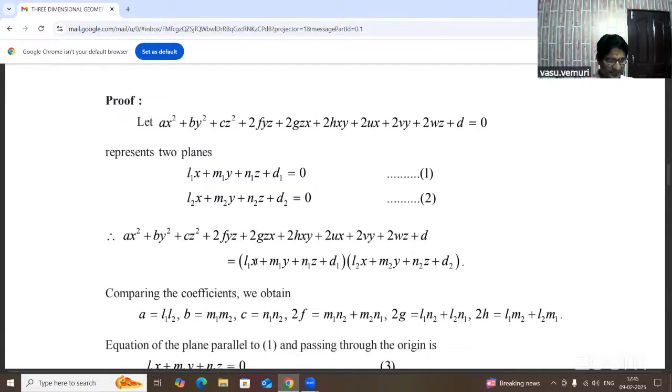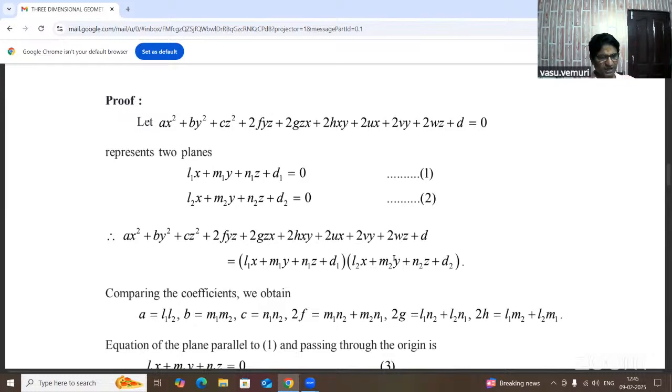What is that? Here the coefficient of x² is l1 l2. So on the left side the x² coefficient is a, so a = l1 l2. Again, the y² coefficient is m1 m2, and at the left side that value is equivalent to b. The z² coefficient is c = n1 n2. And again, the yz coefficient is m1 n2 + m2 n1.